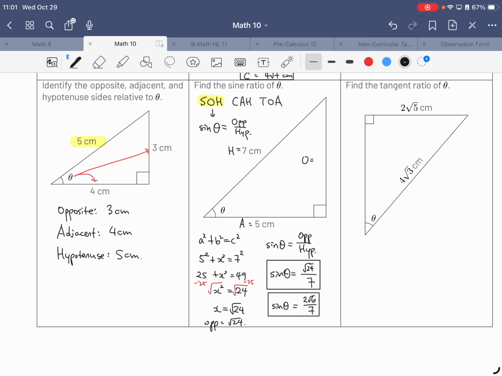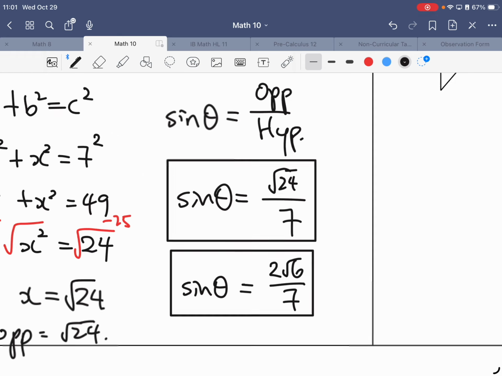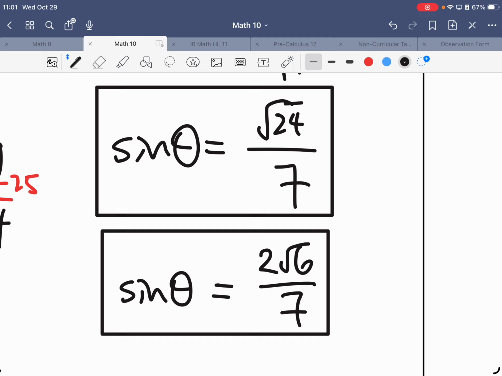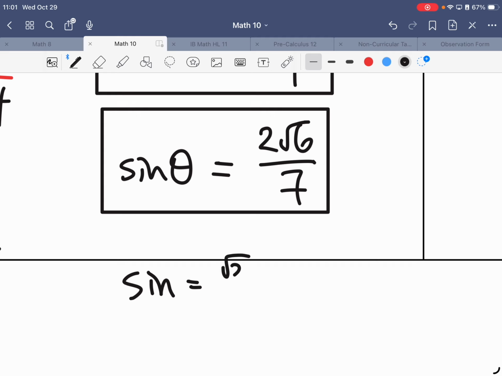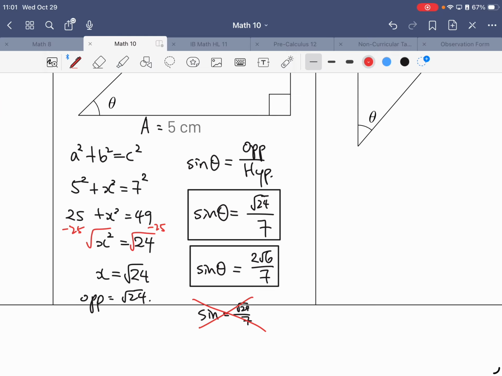What I really want to make sure that everyone does correctly is that you need to say sine of theta equals something. If you ever write sine equals something, that's actively incorrect. And I tell you right now, so I'm not going to mark it as a silly mistake. I'm going to actively mark it incorrect if you say sine equals square root of 24 over 7. That is actively incorrect. You must write sine of theta equals something. Are we okay with that? Sine of theta equals something.